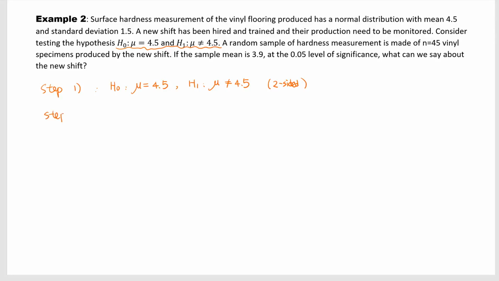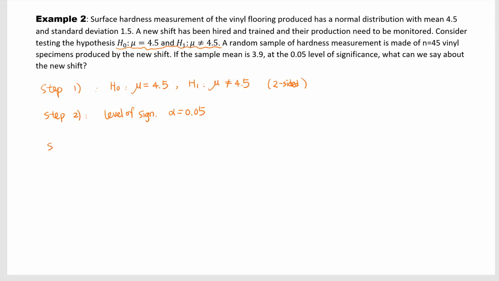Okay, step 2. We want to find the level of significance. What is the level of significance? Okay, we have alpha equals 0.05. All right, so that is step 2.